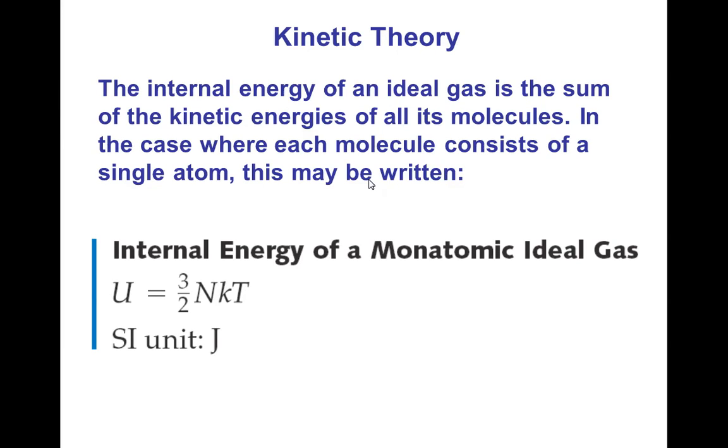The internal energy of an ideal gas is the sum of the kinetic energies of all of its molecules. So in this case, where each molecule consists of a single atom, we can have the case where U, the internal energy, equals 3/2 n, the total number of particles, times kT. So we get a sense of the internal energy of a monatomic ideal gas.